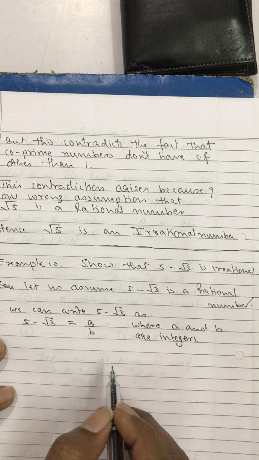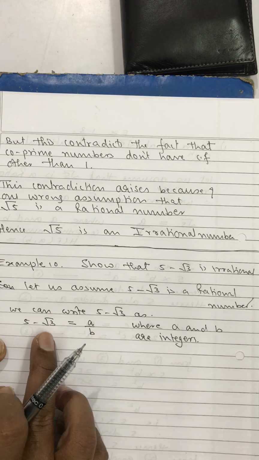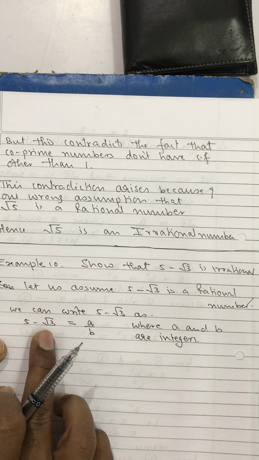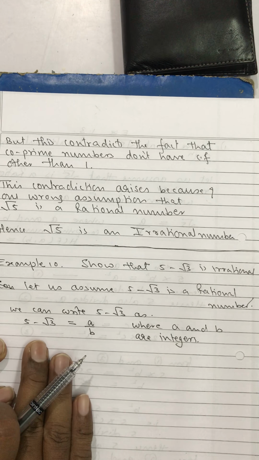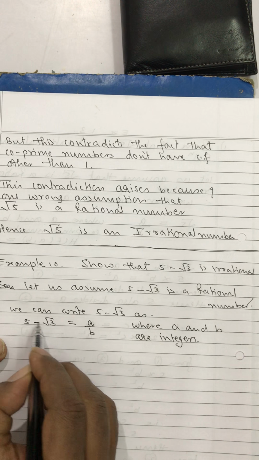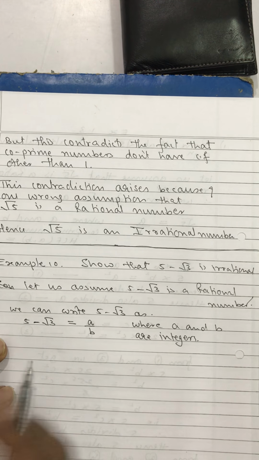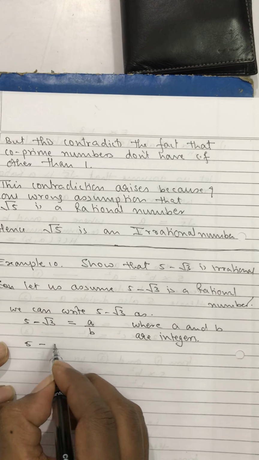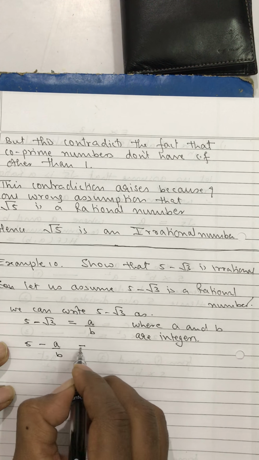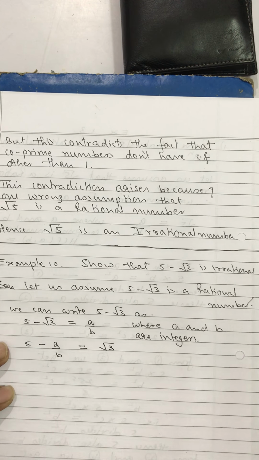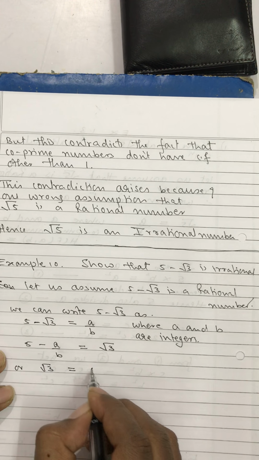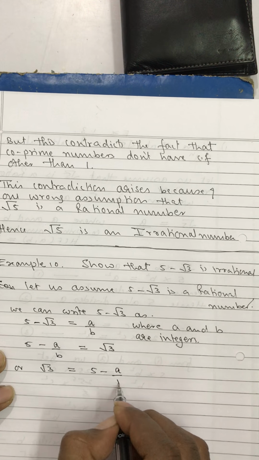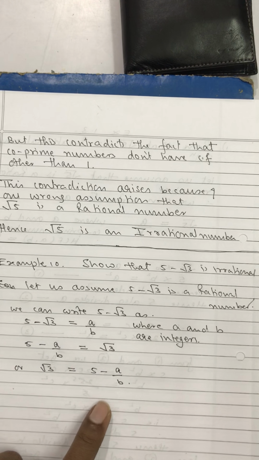So what do I get over here after doing this? See here, I now want to only take root 3 alone on any one side. I could have kept root 3 on the left hand side, but because there is a negative sign over here, I shift root 3 over and I bring A upon B over here. So 5 minus A upon B is equal to root 3, or root 3 is equal to 5 minus A upon B. Now see here, what are you getting?